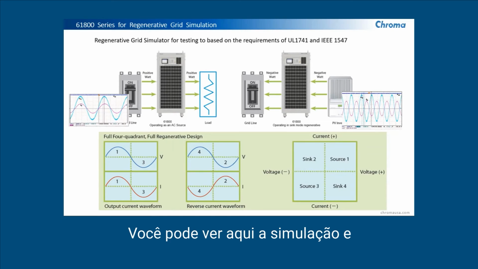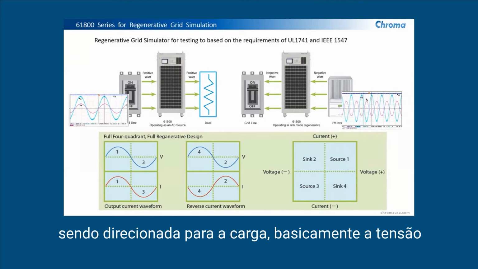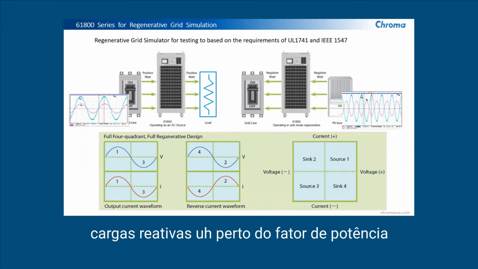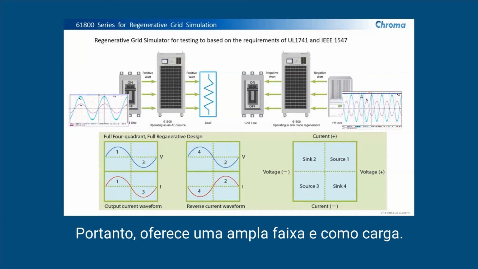You can see here with the simulation our two scope screenshots. When the power is being driven to the load, the voltage and current are somewhat in phase. This would be, of course, a purely resistive load, but we can also drive reactive loads near power factor 0 as a source. So it gives you that full range.